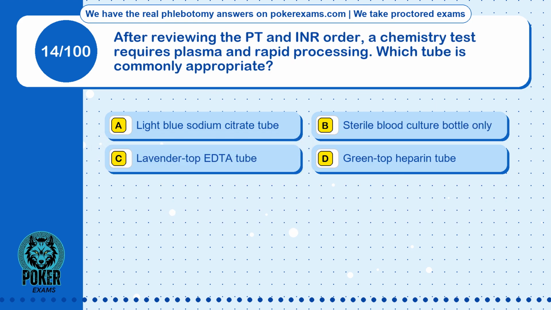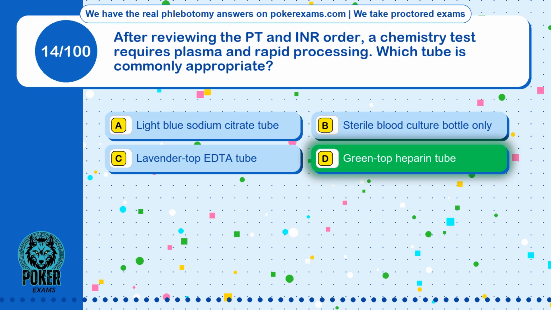Question 14. After reviewing the patient and INR order, a chemistry test requires plasma and rapid processing. Which tube is commonly appropriate? Option A, light blue sodium citrate tube. Option B, sterile blood culture bottle only. Option C, lavender top EDTA tube. Option D, green top heparin tube. The correct answer is option D.